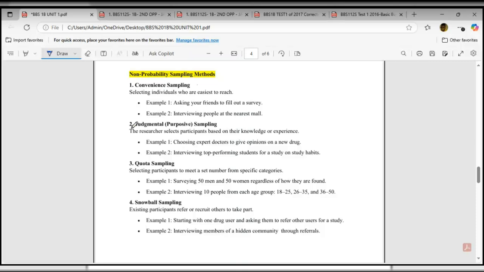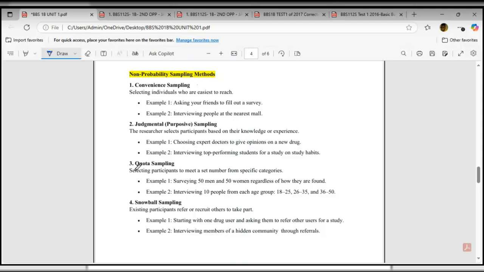And we have the second one, the judgmental sampling method. Judgmental sampling simply means you are selecting participants based on the purpose of your research. If I'm researching something in the medical world, it would make sense for me to choose doctors and nurses and so on. So the participants are determined by the purpose of your research.